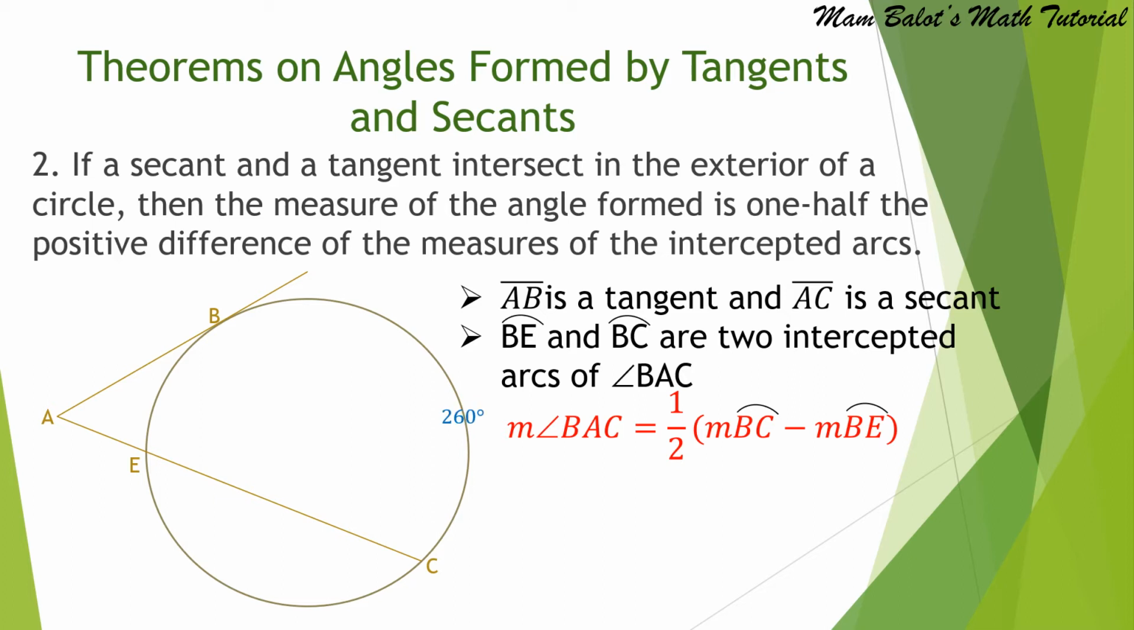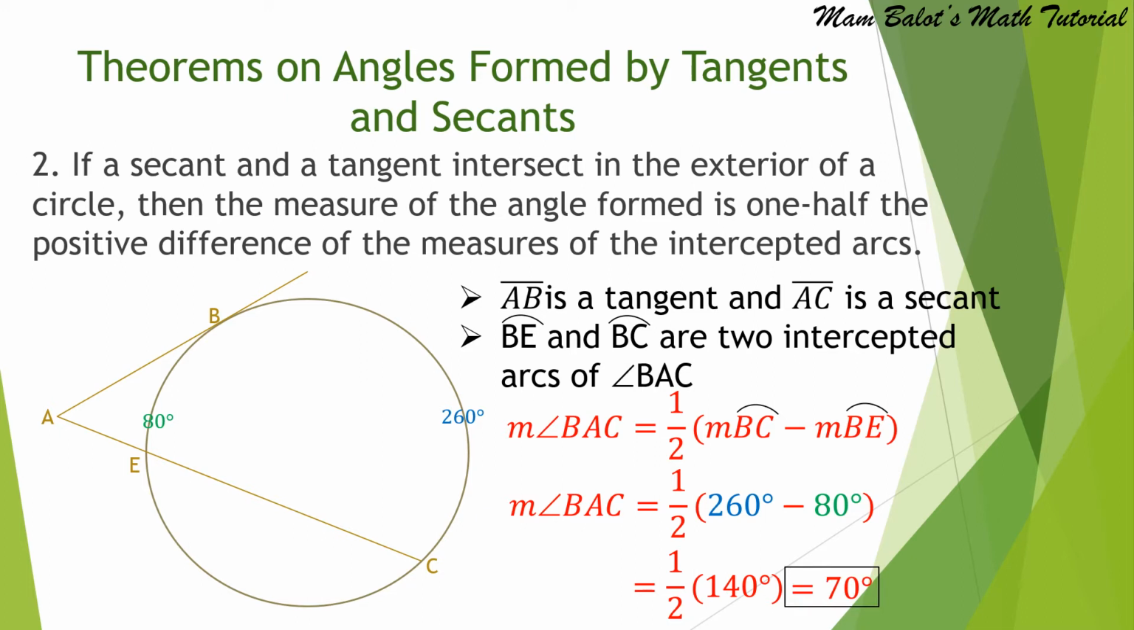If the measure of arc BC is equal to 260 degrees and the measure of arc BE is 80 degrees, then the measure of angle BAC can be computed as 1/2 times 260 degrees minus 80 degrees. Subtracting the angles, we have 1/2 times 140 degrees, which is equal to 70 degrees. Thus, the measure of angle BAC is equal to 70 degrees.